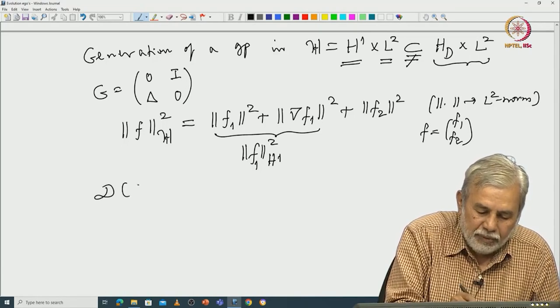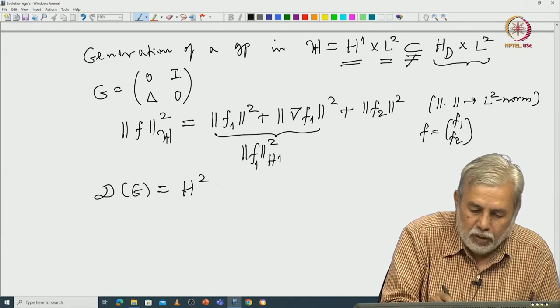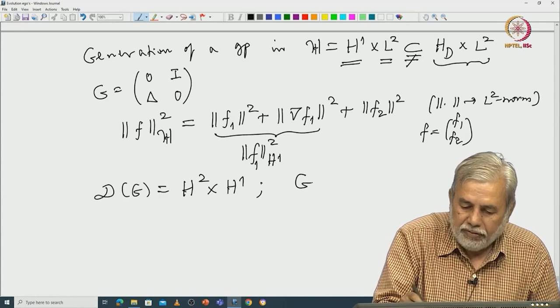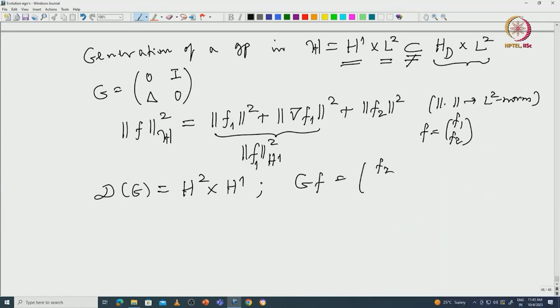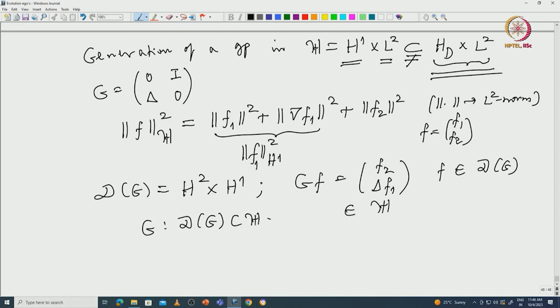So, what is the domain? Domain in this case again is a very nice one. So, this is just H 2 cross H 1 and G is defined by F 2. Now, we understand better, that is all. So, earlier working in this space, it was complicated. So, we had to include what is meant by this weak derivative and other things. But here, since we are taking the second component in H 1, that is fine. So, this is in H. Okay. So, G, I mean that you should always check. So, this is a subspace of that and okay. So, we have that.